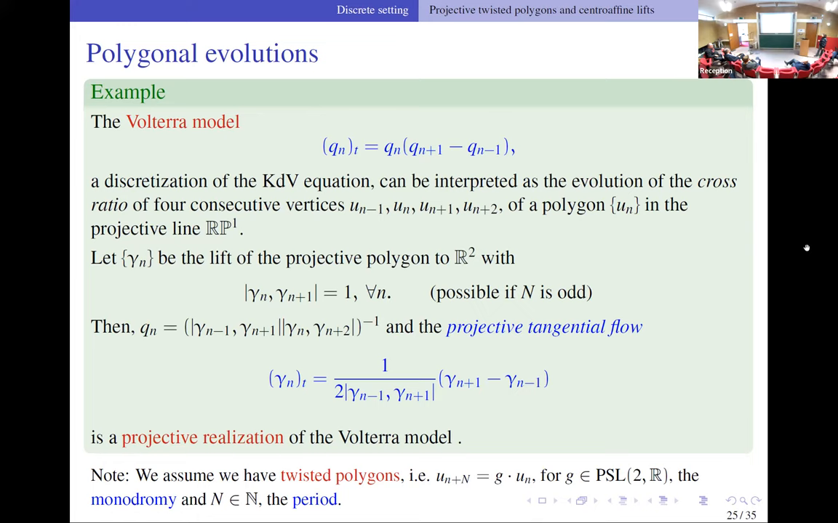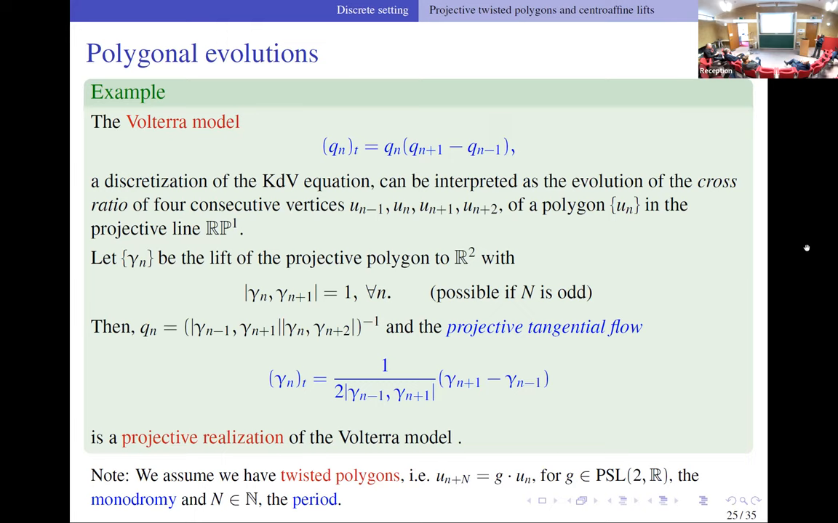Now, my context, like the KdV, will be in the context of either closed polygons or polygons that close up to an element of the projective group. And I call that monodromy. So you can think, you know, they don't quite close, they close up to multiplying by an element of the group.